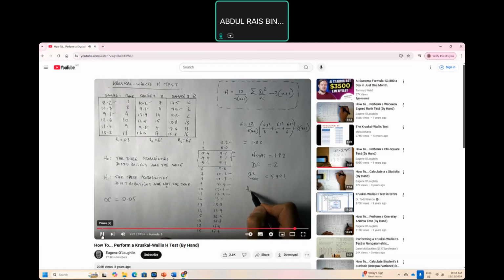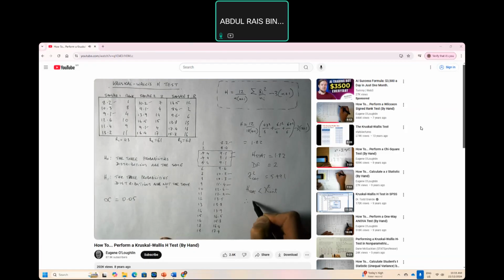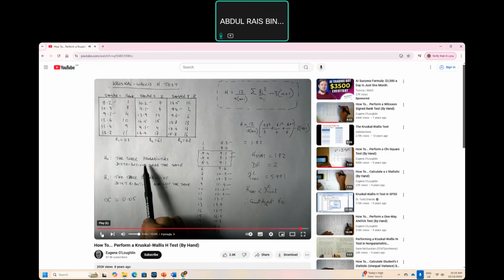My H stat is less than my chi-squared critical value. So agak-agak significant atau tak? Therefore, I cannot reject H0. Here, I'm failing to reject the null hypothesis. Okay, Prof kata kat sini, memandangkan H test yang dikalkulate dengan tangan lebih rendah daripada critical value, means we do not reject the null hypothesis, we accept it.